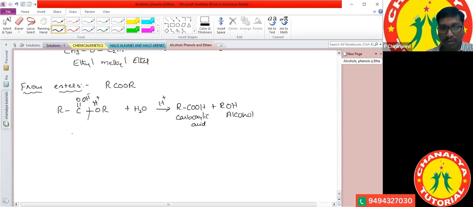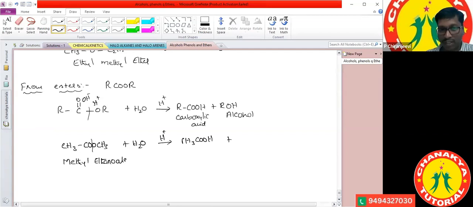Shall we try some 2 to 3 examples? Now I'll give one example. For example, we can take the simplest ester. What is the simplest ester? CH3COOCH3. This we can call methyl ethanoate. If methyl ethanoate undergoes the hydrolysis reaction, just break the bond here. One is converted into the carboxylic acid, CH3COOH, and this part is converted into the alcohol, CH3OH. One is called acetic acid, and another one is called methanol.